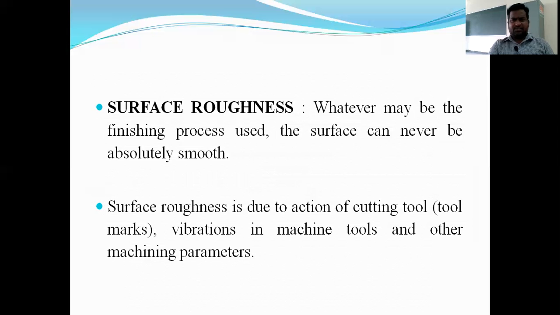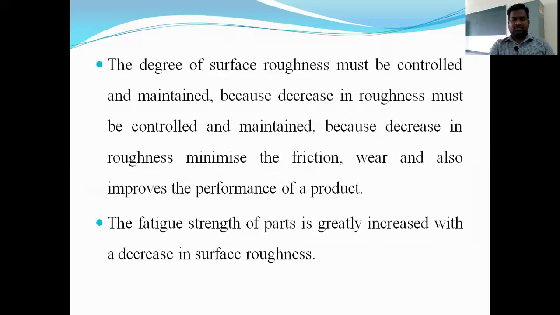And coming to the surface roughness, we have different finishing processes, right? Grinding, boring, reaming, these are all finishing processes. Whatever finishing process is used, the surface can never be absolutely smooth. Surface roughness is due to the action of the cutting tool, vibrations in machine tools and other machining parameters. So these are the factors influencing the surface roughness.